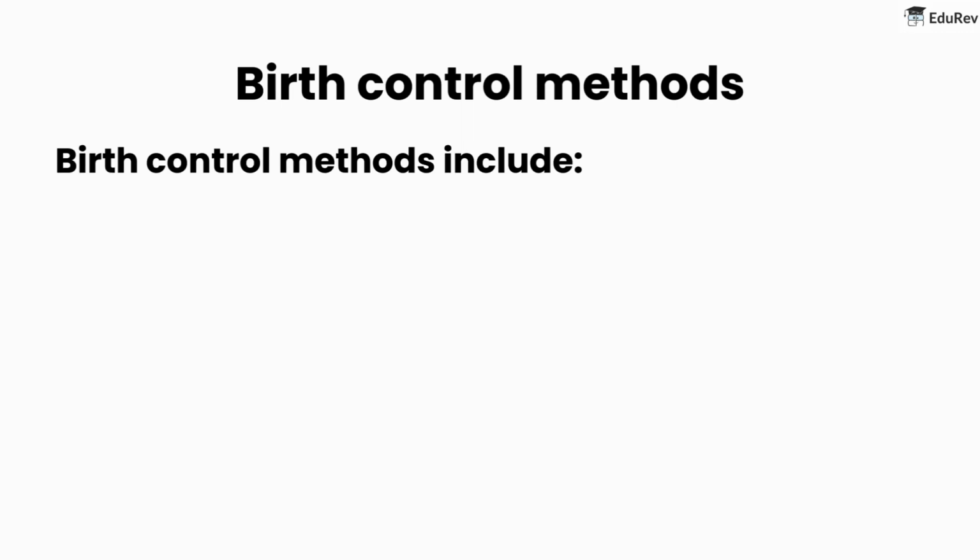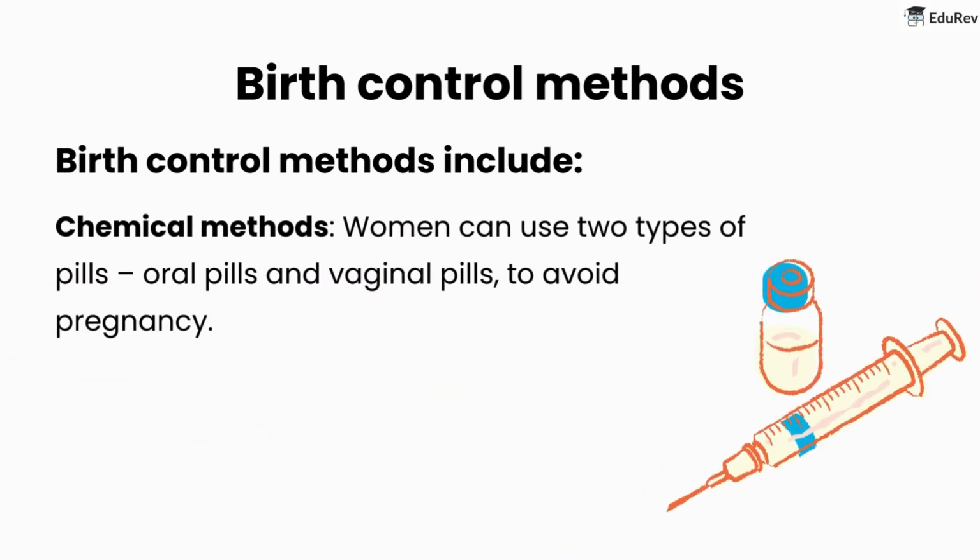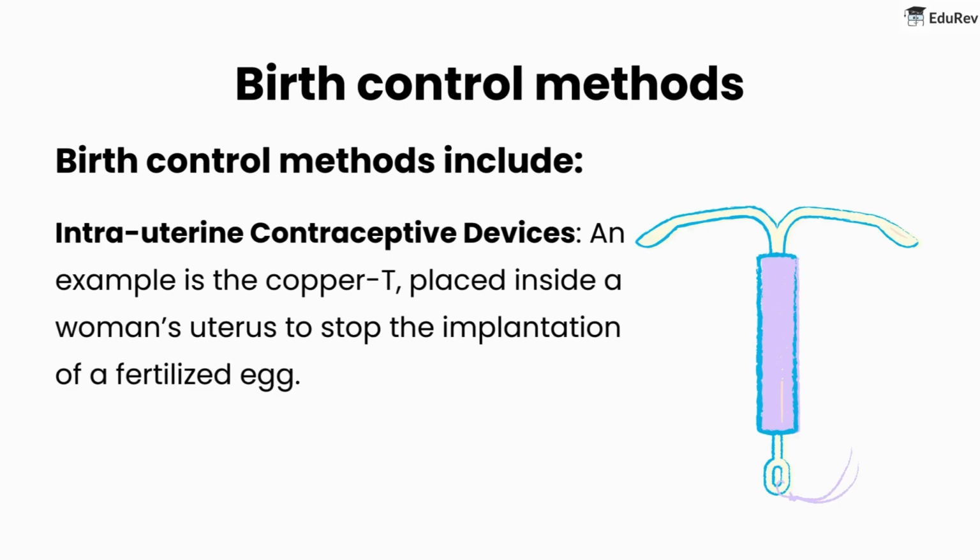Birth control methods include barrier methods, like condoms and diaphragms, which stop sperm from meeting the ovum. Chemical methods: women can use 2 types of pills, oral pills and vaginal pills, to avoid pregnancy. Intrauterine contraceptive devices: an example is the copper T, placed inside a woman's uterus to stop the implantation of a fertilized egg.